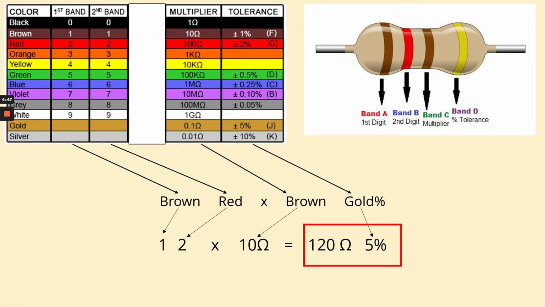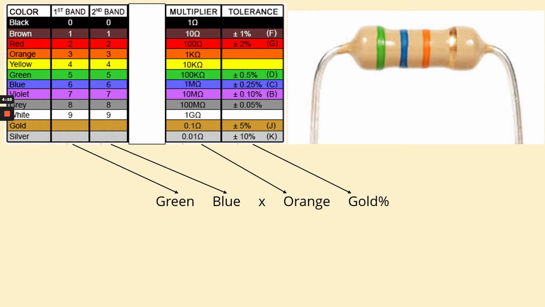Okay, so can everybody get their prep book out in front of them? And we are going to do these ones together. So, the first example, we have got green, blue, orange, and then gold. Where am I going to get the number for green from? Say it to your screen. If you said from the first band column, you're correct, and green is 5.